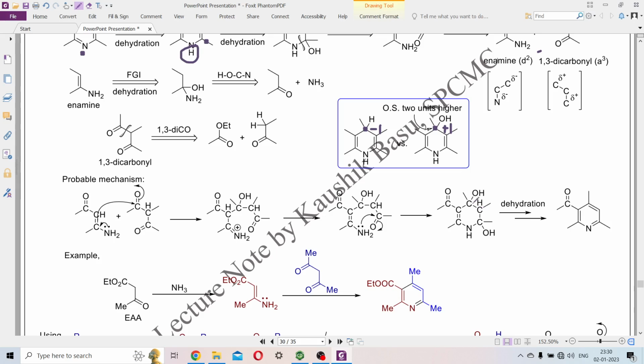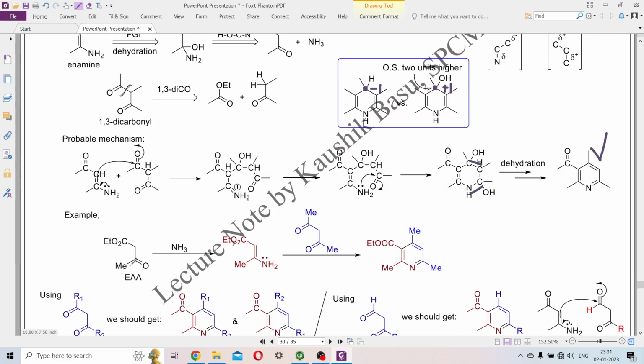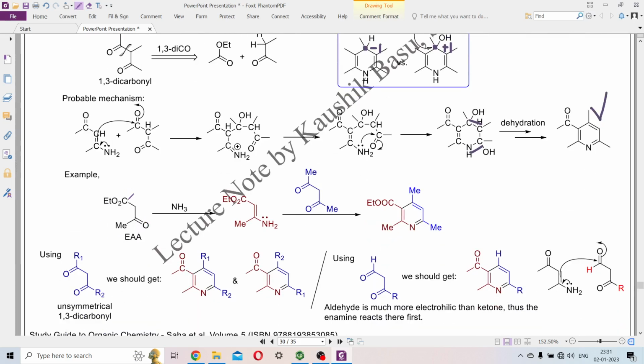and then loses one water molecule from here and one water molecule from here, so that we can end up with our desired pyridine nucleus, where the final oxidation step is made redundant. So for example, we have taken ethyl acetate and then treated with ammonia under suitable conditions, so that we get the corresponding enamine, and that enamine reacts with acetyl acetone.